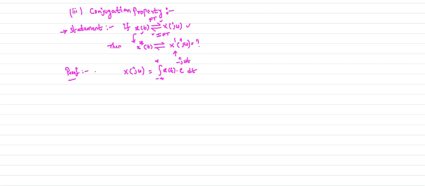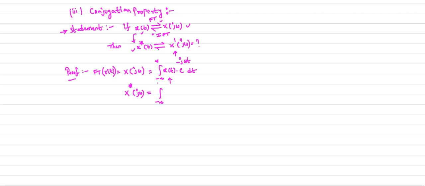So this is the Fourier transform of your time domain signal. So X of j omega is equal to integral minus infinity to plus infinity x of t into e power minus j omega t. But here we need to find the Fourier transform for x conjugate of t. Therefore apply conjugate both sides on the above equation. How can you get to x conjugate of t? If you conjugate both sides, we will get X conjugate of j omega.